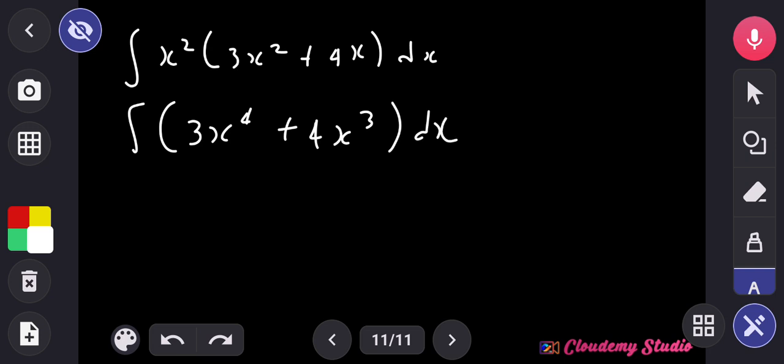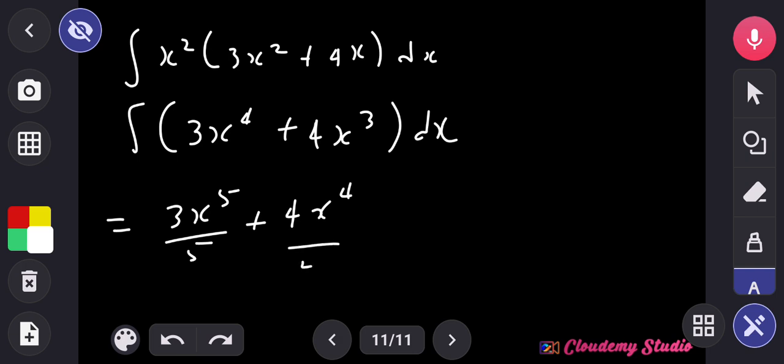So the next thing is to what? The next thing is to have your integral, which is 3x raised to power 5 divided by 5 plus 4x raised to power 4 divided by 4, which 4 cancel 4, and we're going to be having x to the power 4 as our answer. X to the power 4 plus c. Always remember to put your plus c.